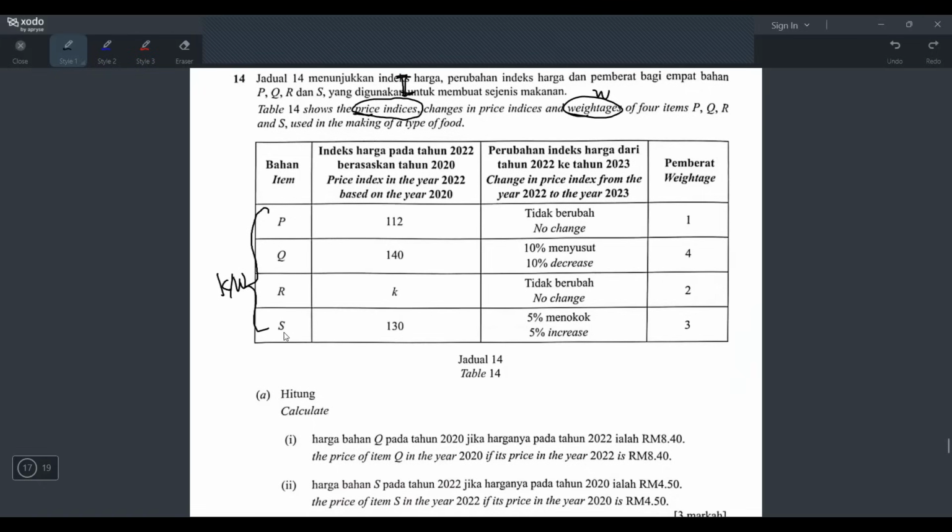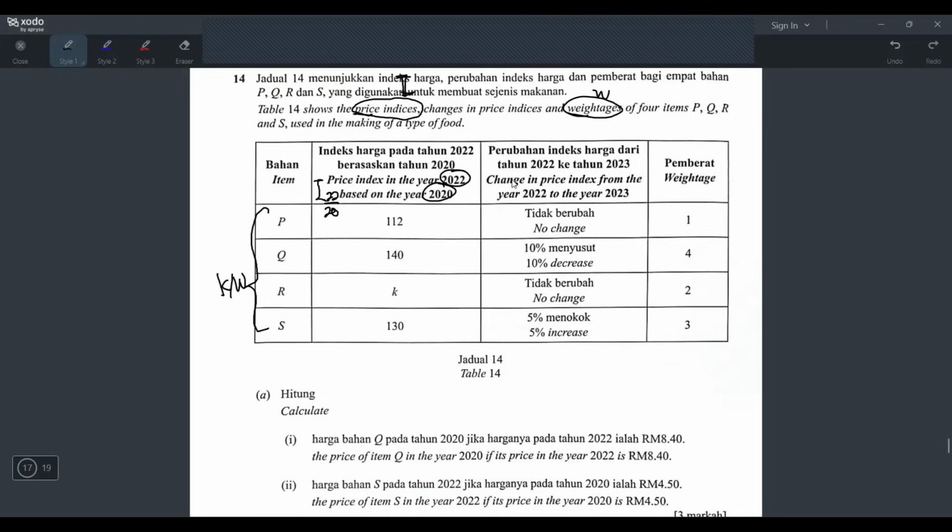But what if the soalan never mention this keyword? Okay, if the soalan never mention this keyword, then you have to take the composite index. Okay, the composite index means the average. Okay, tak apa, let's see what else they say here. Price index in the year 2022, 2020. So if we want to label this, we will label this as I because it's the price index. And it's 2022 over 2020. Always put the latest year dekat atas, right? The latest year dekat atas.